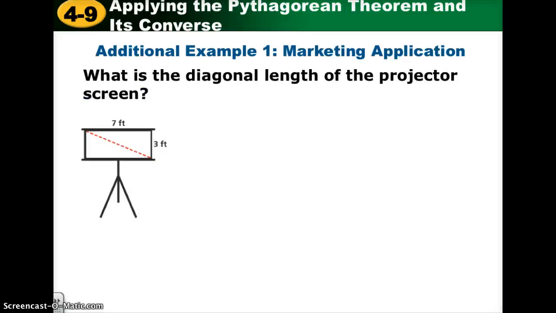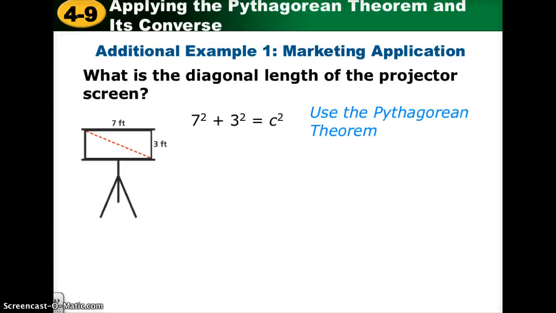So let's apply the Pythagorean theorem. What is the diagonal length of the projector screen? And in case you didn't know, most screens and most TVs are measured at a diagonal. So we have a right triangle because the corners of the rectangle are a right angle. So we can use the Pythagorean theorem to find that long side, which is the hypotenuse.